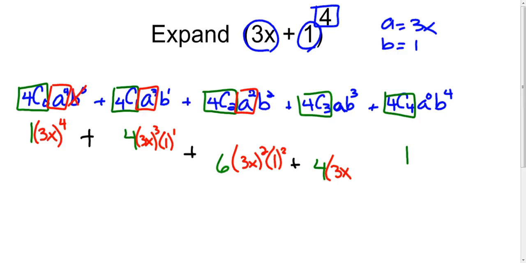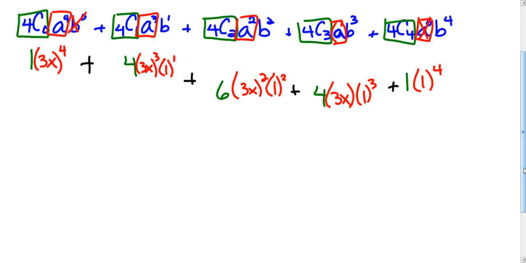All right, so this is 4 times 3x, and that's my a, okay? B to the 3rd is 1 to the 3rd power. Okay, and then lastly, a to the 0 I don't need, that's just 1. B to the 4th would be 1 to the 4th power, okay? Now you have to simplify this.